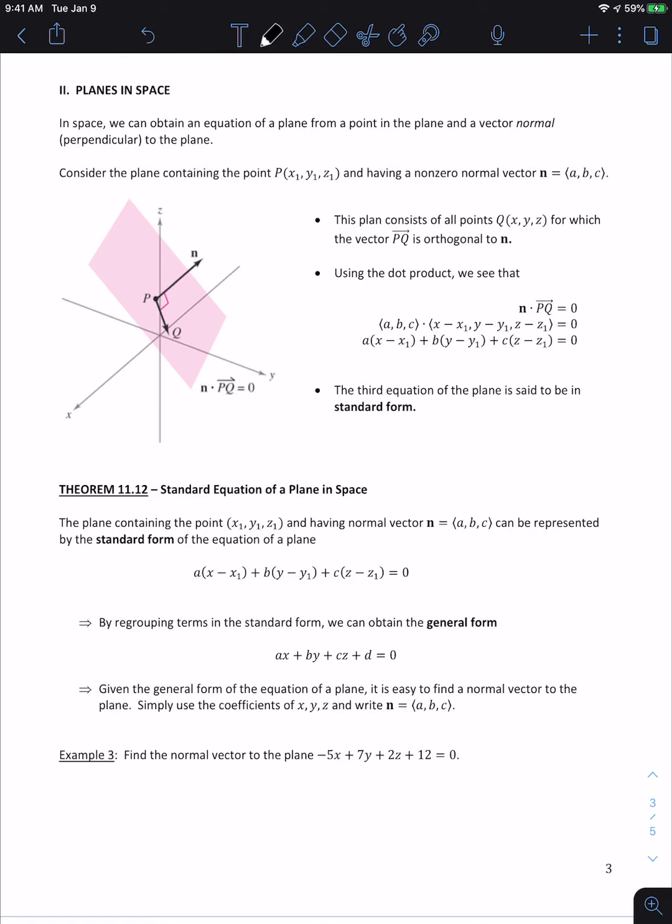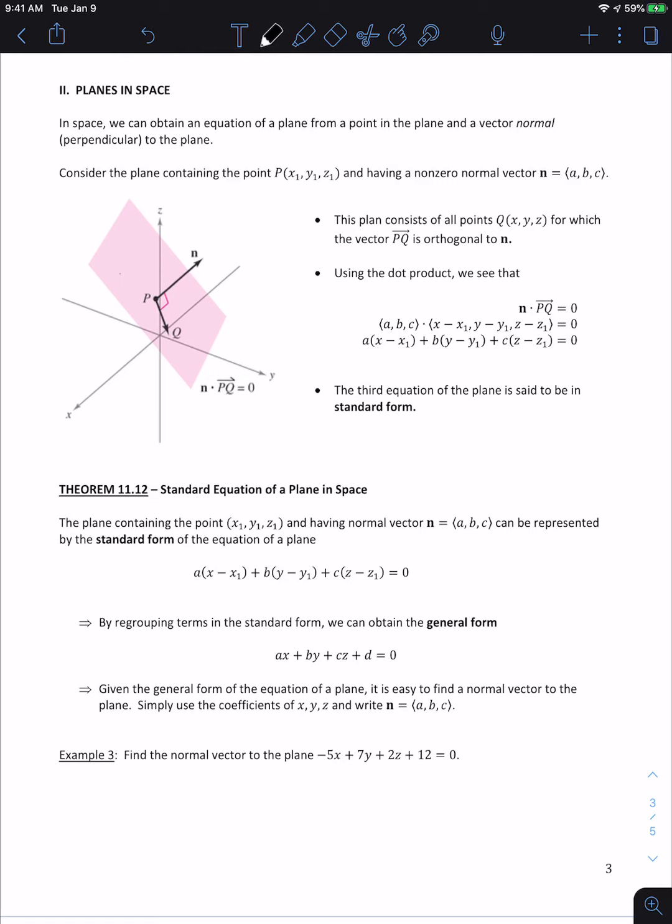Right? So the plane consists of all points Q, like say a Q over here and a Q over here, as long as the vector PQ, so the line connecting P to Q, is still normal or orthogonal to N. All right, so that's a way we can describe a plane in space.